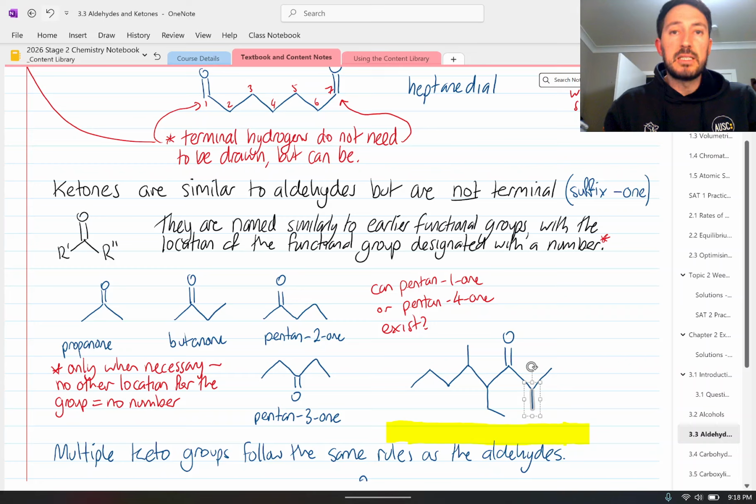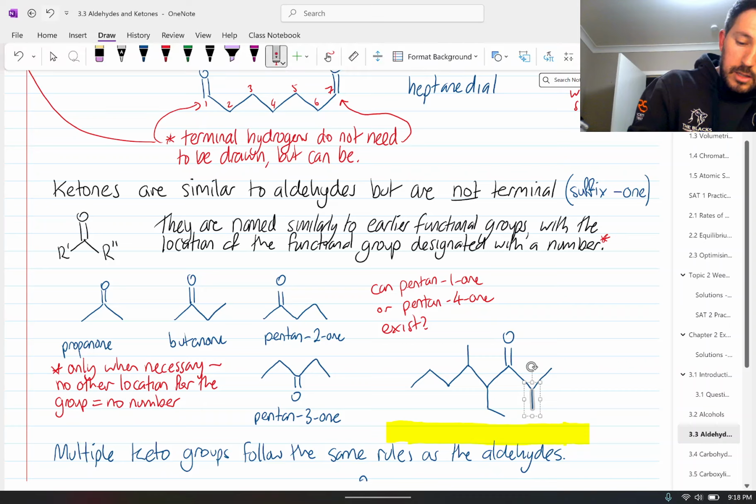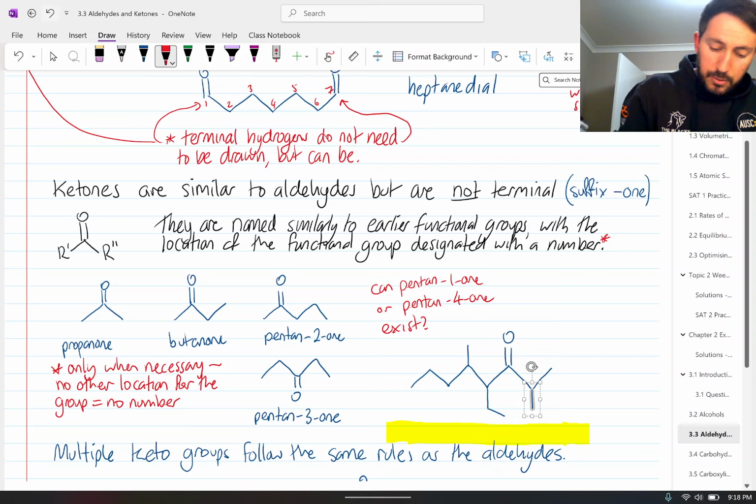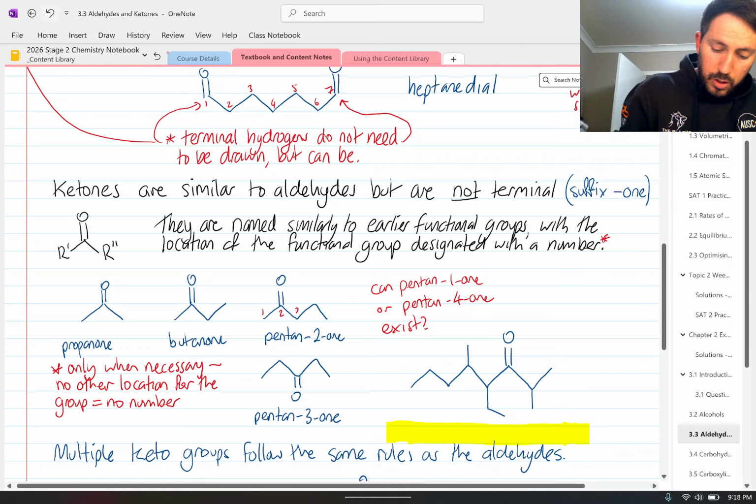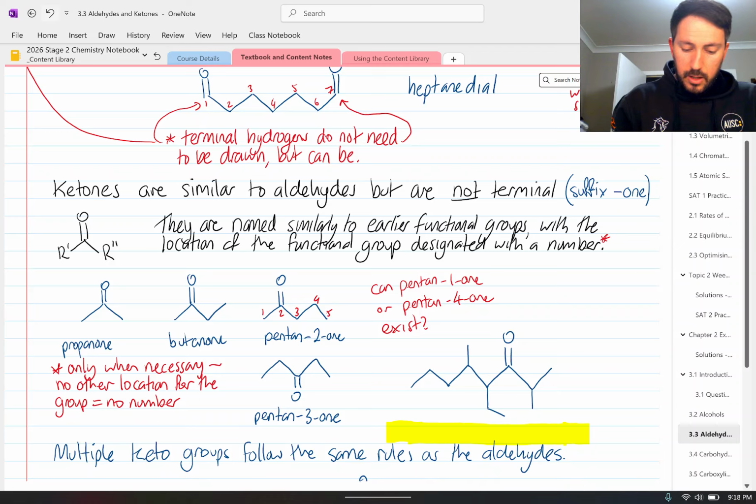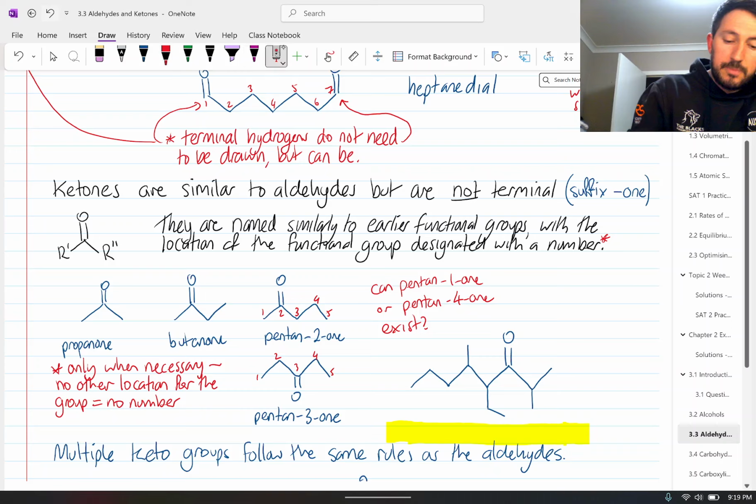Those numbers are telling us on which carbon we have our ketone group, or our carbonyl group. And so if we name it 1, 2, 3, 4, 5, then we obviously have it on carbon 2. If we start from here, 1, 2, 3, 4, 5, we have our carbonyl group on carbon 3, so we have pentane 3-one.